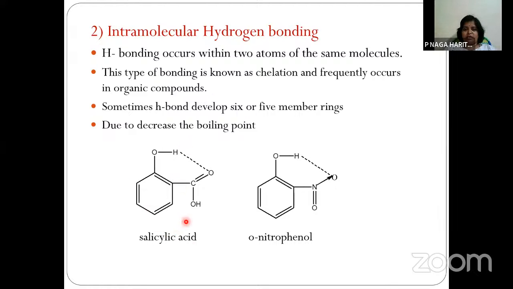So here it is salicylic acid and orthonitrophenol. Within this, if you see, there is the formation of 1, 2, 3, 4, 5, 6, a 6-membered ring structure. The same has been followed here. For this reason, because it is forming within the atoms of the same molecule, it is called an intramolecular hydrogen bond.